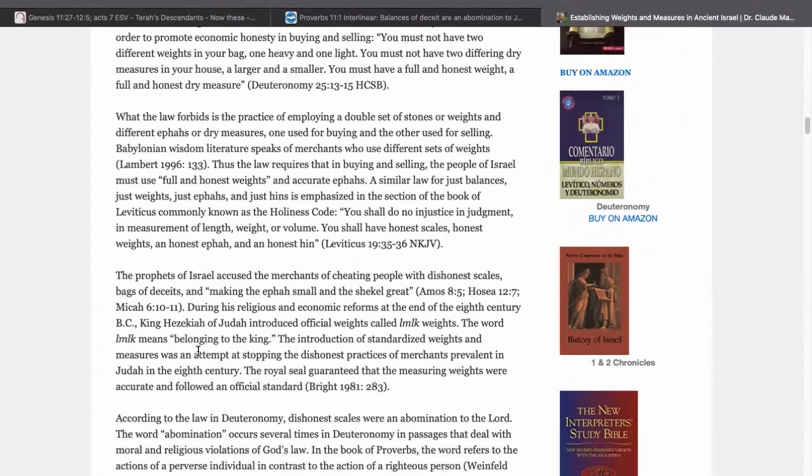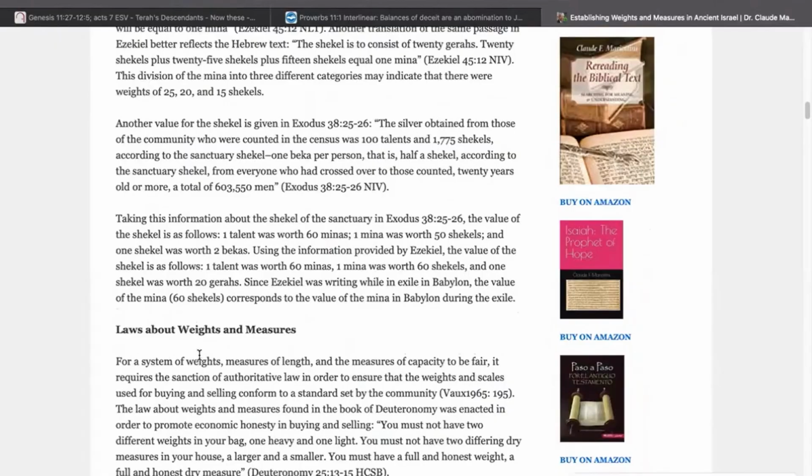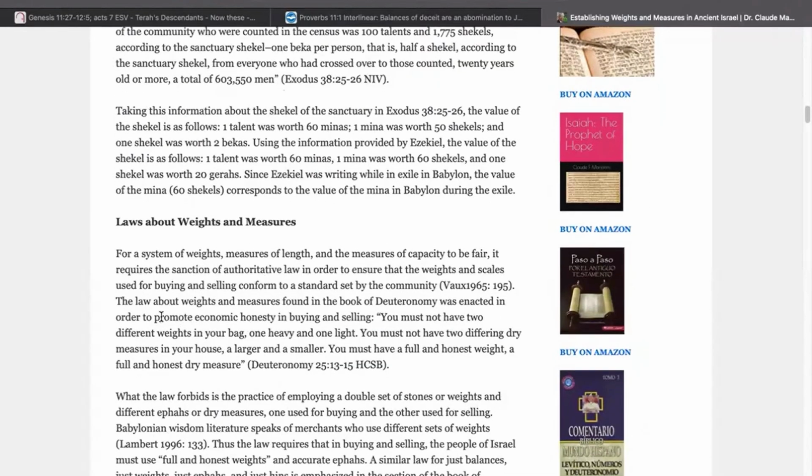And then this here is relevant for what we were talking about. All right. For a system of weights, so laws about weights and measures. For a system of weights, measures of length, and measures of capacity to be fair, it requires the sanction of authoritative law in order to ensure the weights and scales used for buying and selling conform to a standard set by the community. The law about weights and measures found in the book of Deuteronomy was enacted in order to promote economic honesty in buying and selling.